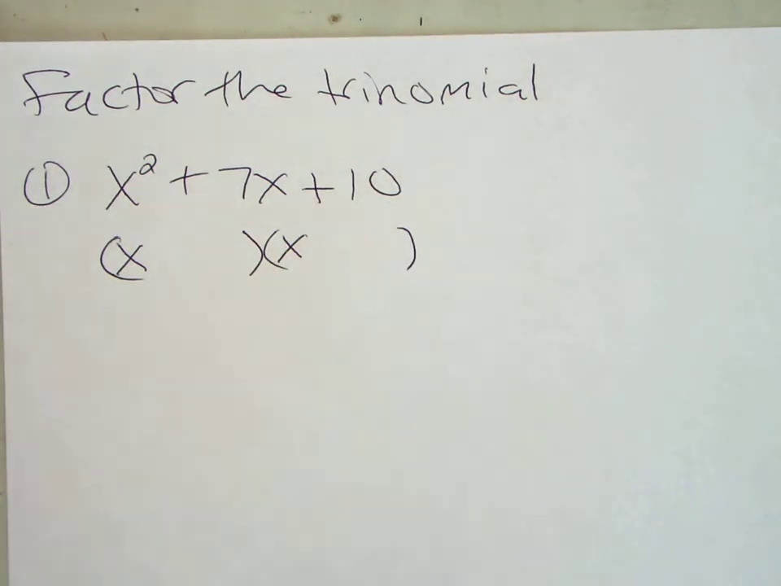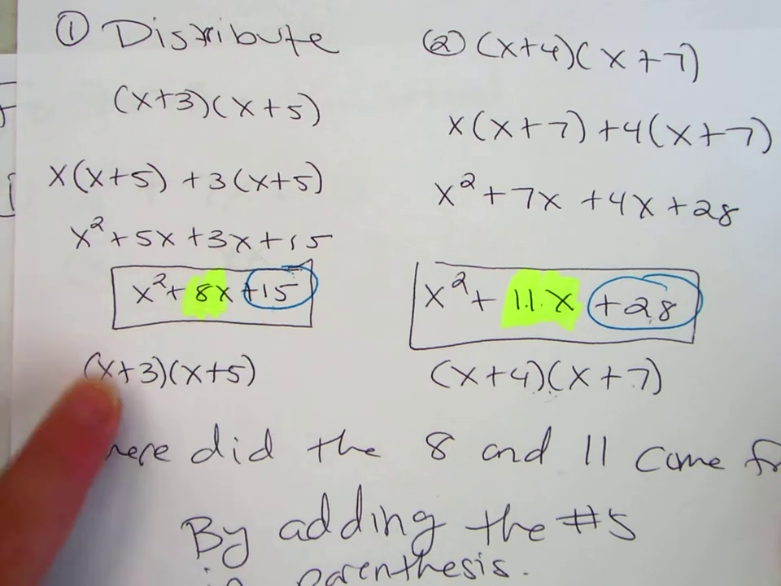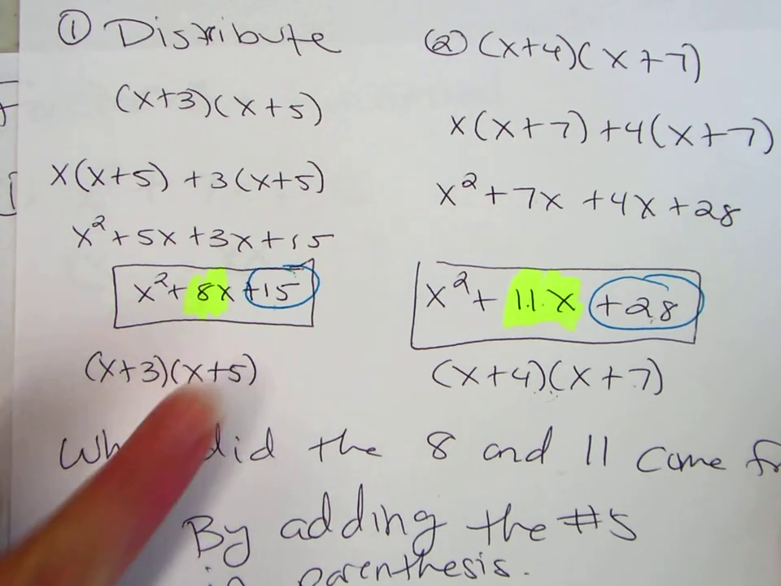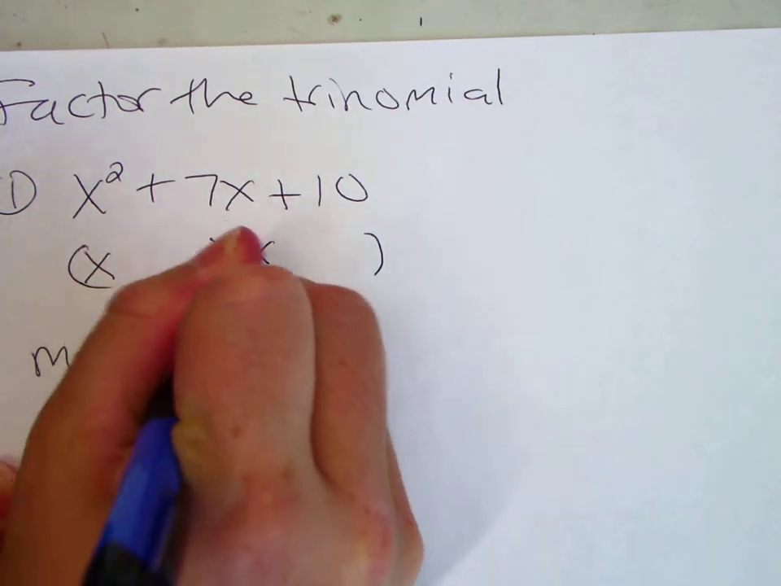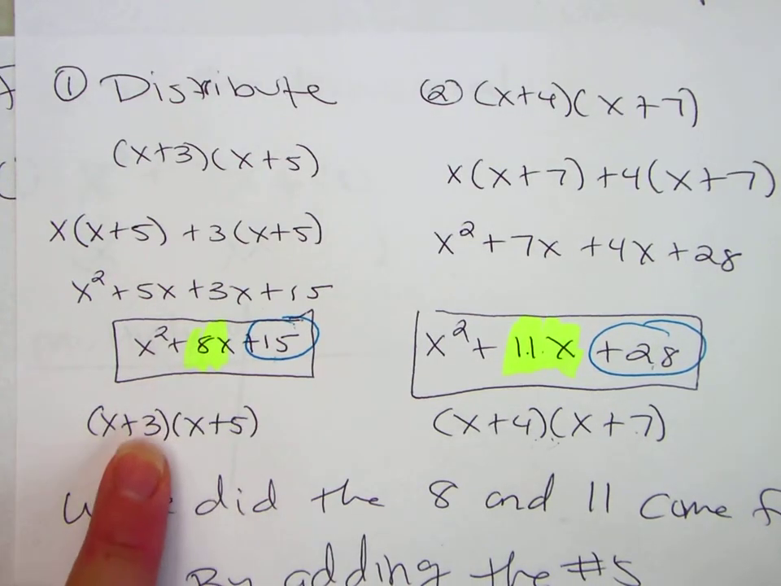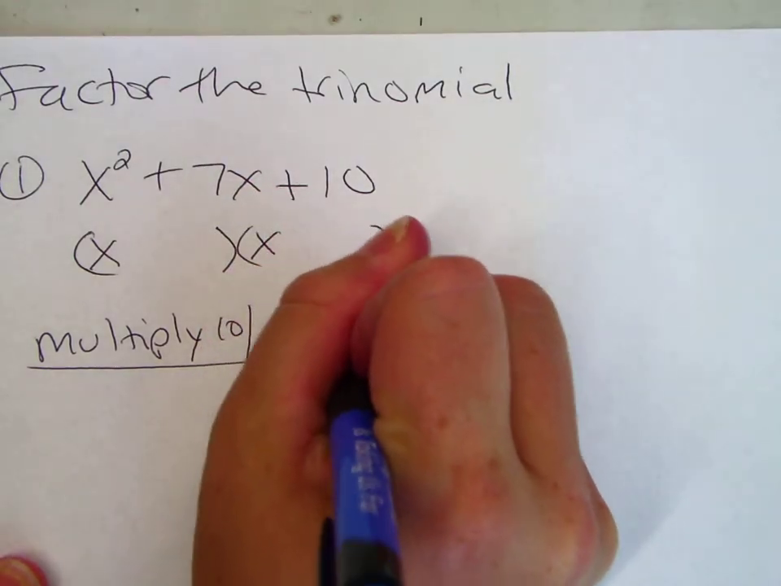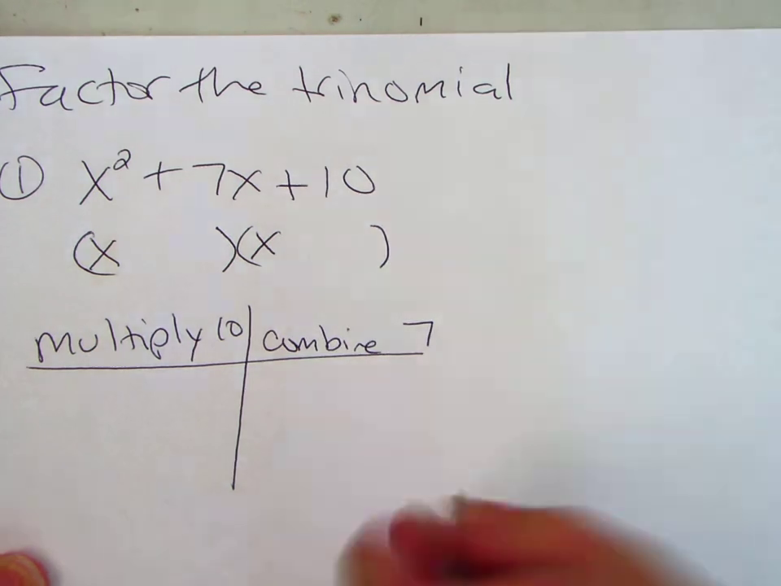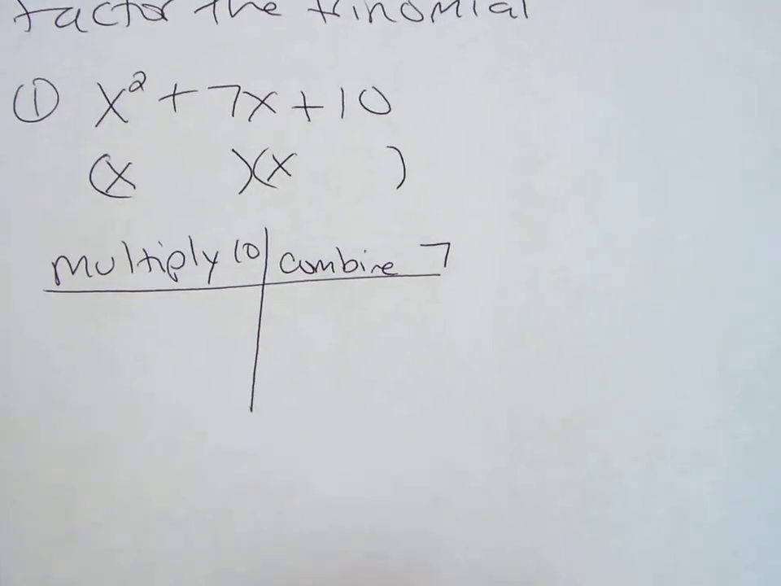Now, remember, where did this number come from? Where did that 10 come from? Where does this 15 come from? 3 times 5. So we're looking for two numbers that multiply to 10 and two numbers that add to 7. Where did the 8 come from? 3 plus 5. And combine to 7. So this one's pretty simple.